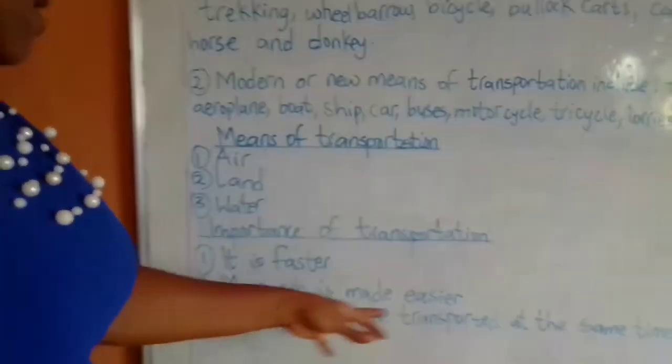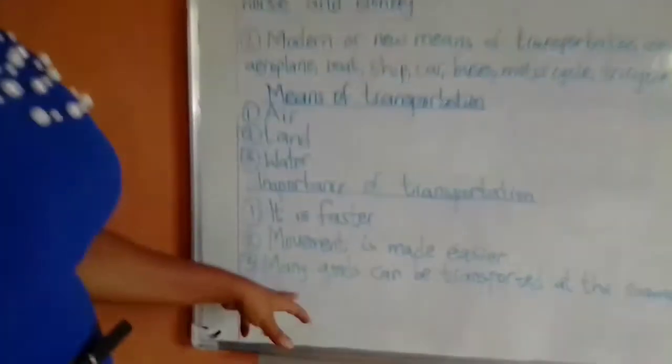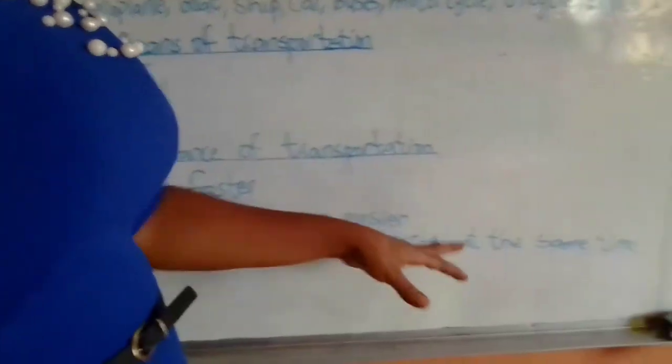Now let's go to the importance of transportation. Number one, it is faster. Number two, movement is made easier. Number three, many goods can be transported at the same time.